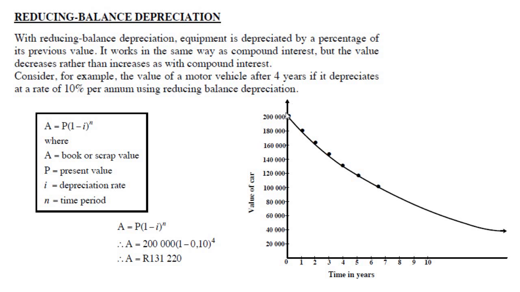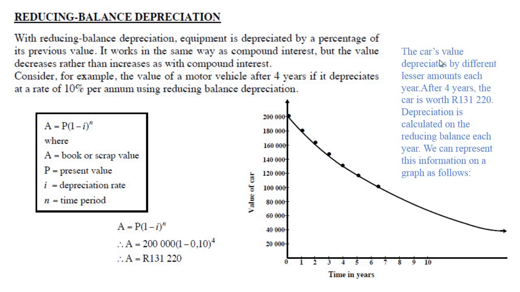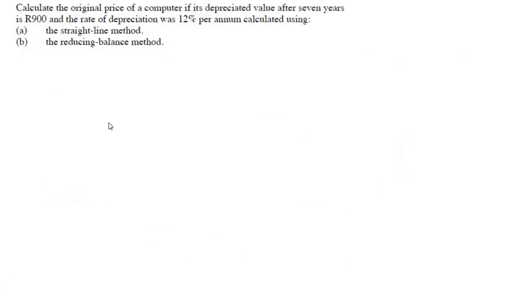But it's good to understand it. That's an exponential graph. The car's value depreciates by lesser amounts each year. And right after 4 years, that's exactly what this amount is here, 131,000. Okay, it's an exponential graph. Okay, let's look at some examples.